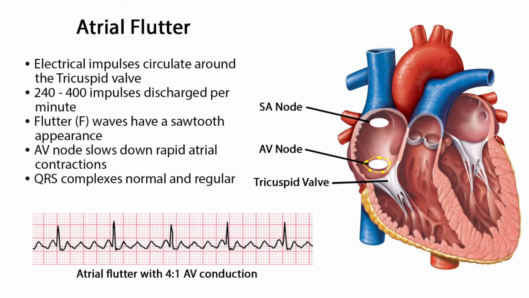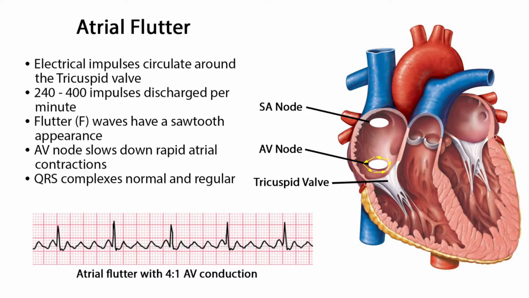With such rapid atrial contractions, the AV node slows them down, often with every second or third contraction reaching the ventricle. The ventricles often respond to the impulses at a regular rate, therefore the QRS complexes are usually normal and regular. The number of F waves to QRS complexes is expressed as a ratio. For example, in atrial flutter with an atrial rate of 280 and a ventricular rate, or pulse rate, stuck at 70, it is referred to as a 4-to-1 AV conduction.